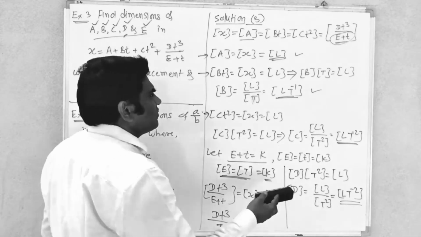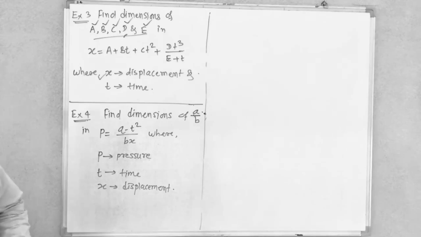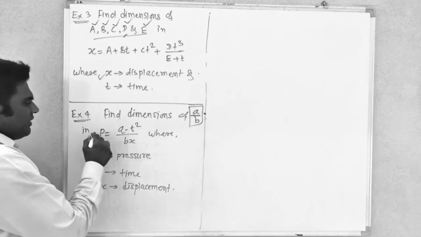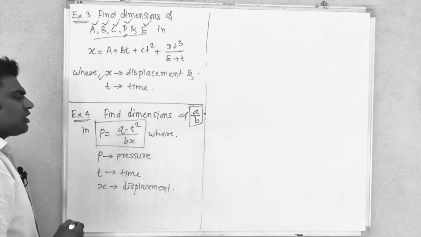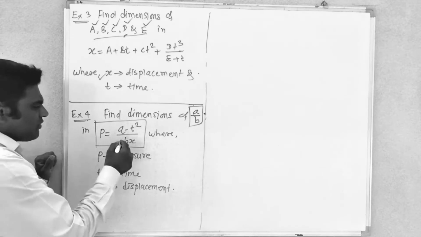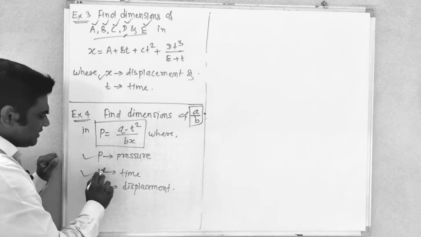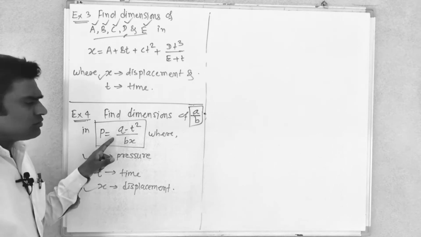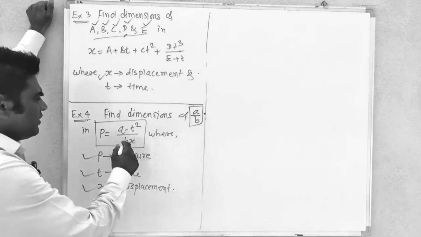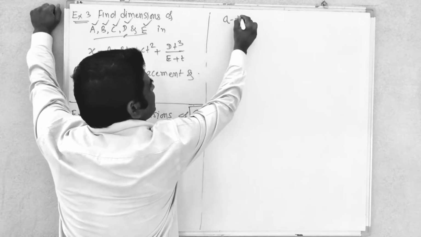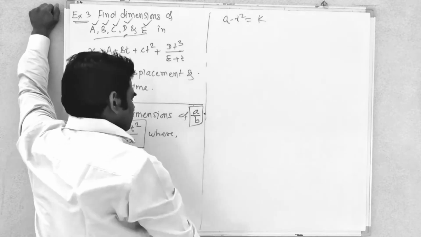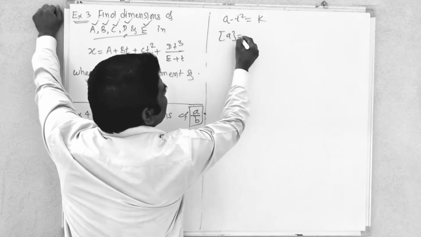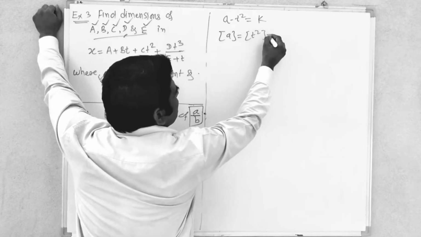Now look, example number 4. Find the dimensions of A by B in the equation P is equal to A minus T square divided by Bx, where P is the pressure, T is the time, X is the displacement. How to solve? Now here also, let A minus T square be equal to K, meaning dimension of A is equal to dimension of T square is equal to dimension of K.